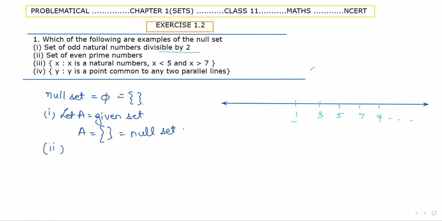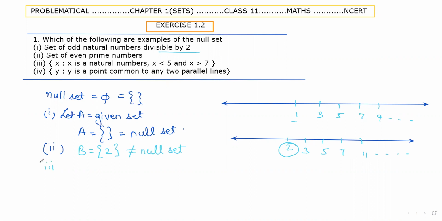Again, let's consider the number line. But let's represent all the prime numbers on the number line. Prime numbers, 2 is the smallest prime number. 3, 5, 7, 11, and so on. These are prime numbers. Out of these, 2 is the only prime number which is even. So your B set will be a set with only a single element. It is a singleton set with element 2. Hence, this is not a null set.